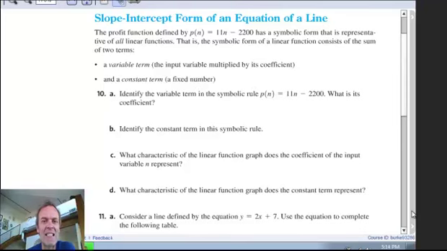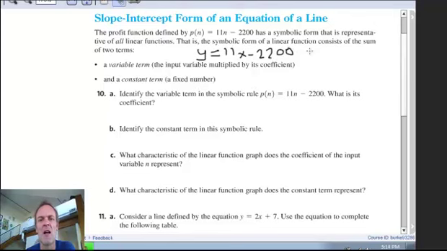Okay, the slope-intercept form of an equation of the line. Okay, so remember how we created the equation. Now, whether you write it as y equals 11x minus 2200, which is normally the standard way of writing these things, okay?